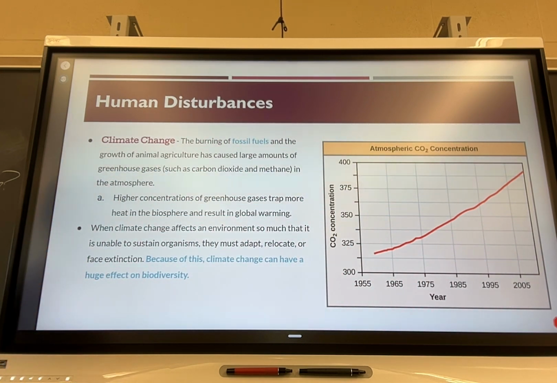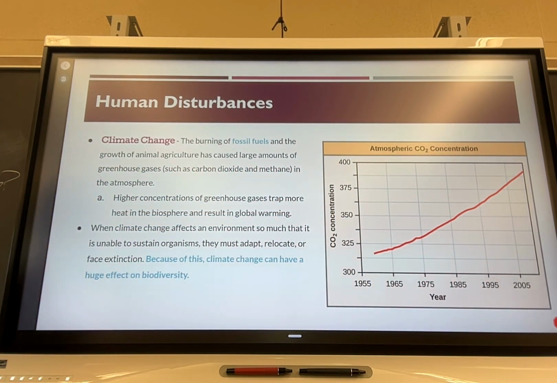What this does is not only can it kill the species that are adapted to cold weather. For example, the polar and Antarctic species that have adapted to cold temperatures are being negatively affected because the temperature is rising. They're not used to it, and it's rising at a rate fast enough that they cannot keep up. They cannot adapt to it, so they end up going extinct as a result.